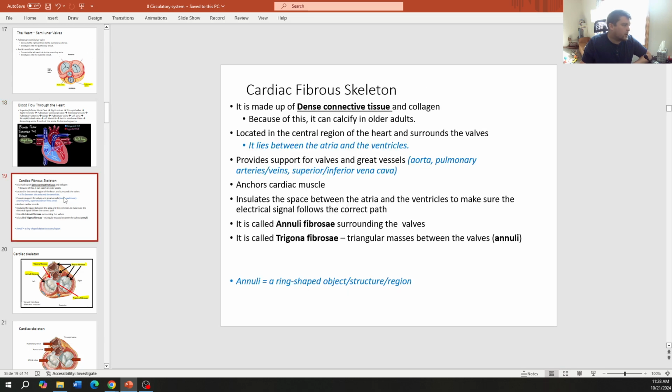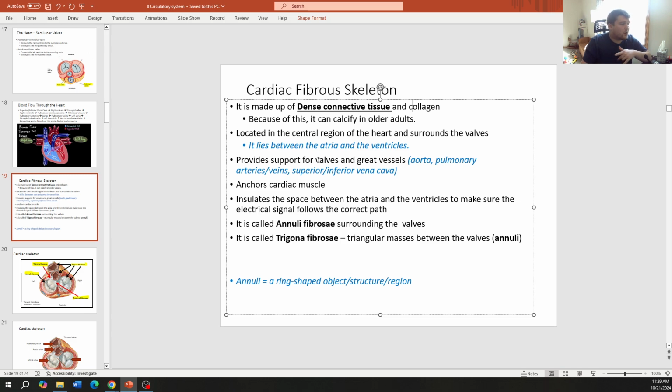So, continuing, we have this other structure called the cardiac fibrous skeleton. Now that we've talked about all the chambers, we've talked about the valves, we have this fibrous skeleton. It's made up of dense connective tissue and collagen. It's located in the central region of the heart, surrounds the valves. What it does is it isolates the atria from the ventricles. And we'll see why in a little bit.